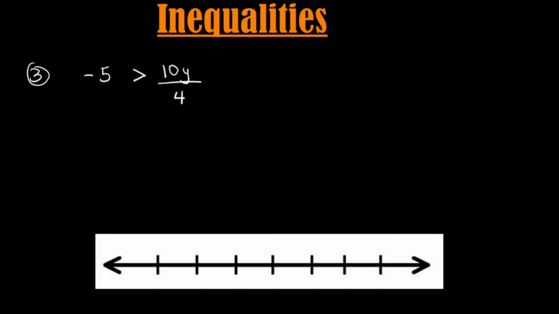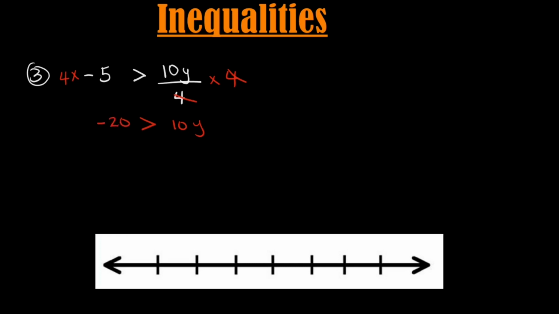Our final example is negative 5 is greater than 10y over 4. So we see that the variable is on the right hand side. Don't get nervous. Same concept, same procedure. So we want to get the variable by itself. So we are going to try to remove the one that is easiest to get rid of, which would be our 4 that is dividing the 10y. So to get rid of that 4, we have to multiply both sides by 4. So this will cancel the 4, so we're left with 10y, and 4 times negative 5 will give us negative 20.